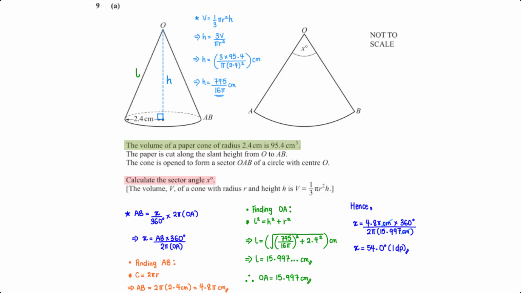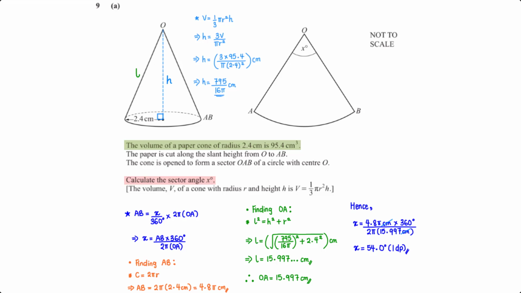We can find the sector angle by applying the arc length formula, which is arc length equals theta over 360 degrees times 2 pi r, where the arc length in this case is AB, theta is x, and the radius r is OA. When we make x the subject, this is what we have. So now we need to find OA and AB. Let's start by finding the arc length AB.